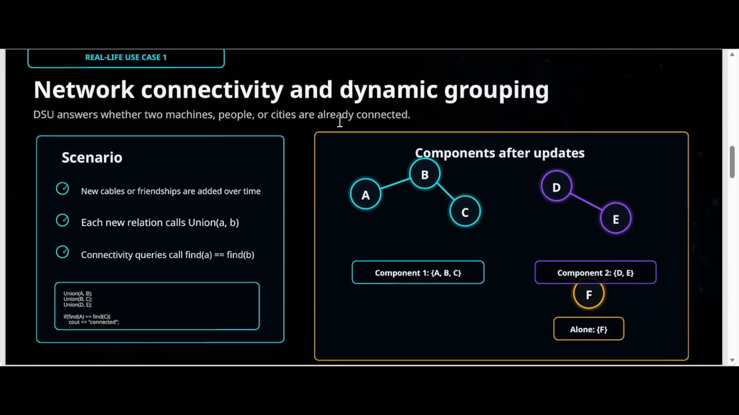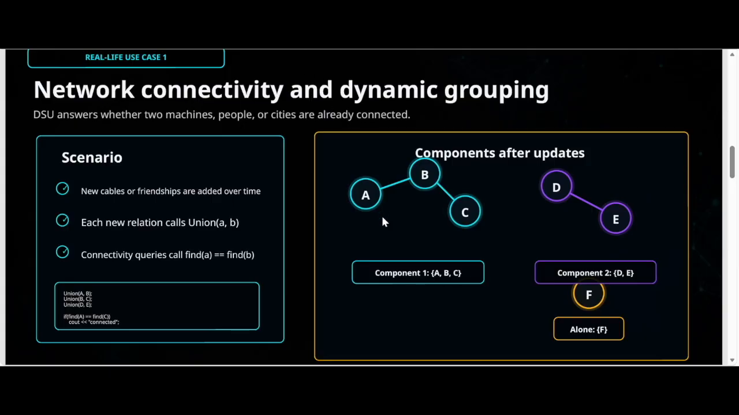First one is network connectivity and dynamic grouping. DSU answers whether two machines or people or cities are connected or not. So here new cables or friendships can be added over time. So in the general case, network connectivity can also be described as a DSU real life use.